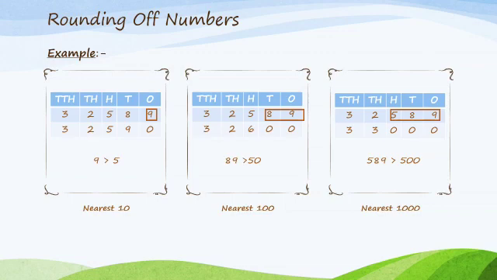If you have to round off this number to the nearest 1000, look at the digits at the places of 100, 10 and ones. The digits are 5, 8, 9. 589 is greater than 500. So the nearest 1000 is 1000. It means the number 32,589 to the nearest 1000 is 33,000.